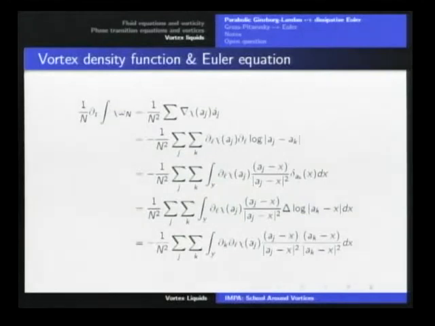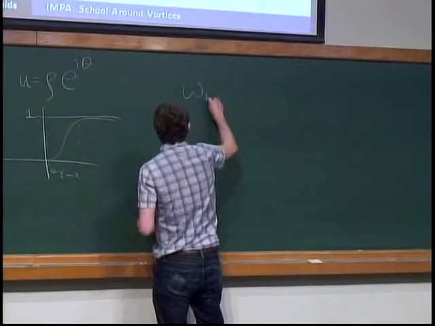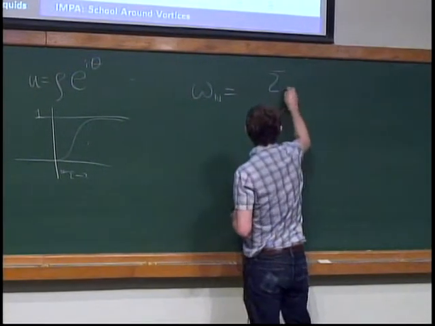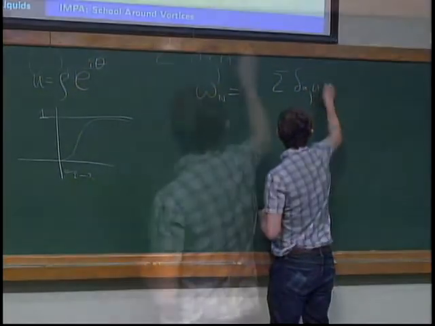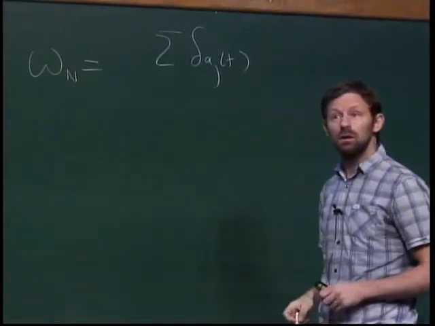Okay, so this is the only bit of math that's going on, but I want to give you some idea about scalings and how this argument works. So I didn't even define what omega n is. So really we want to understand some vorticity measure. Omega n will be the summation of a_j of t, right? This is my delta function at a_j.